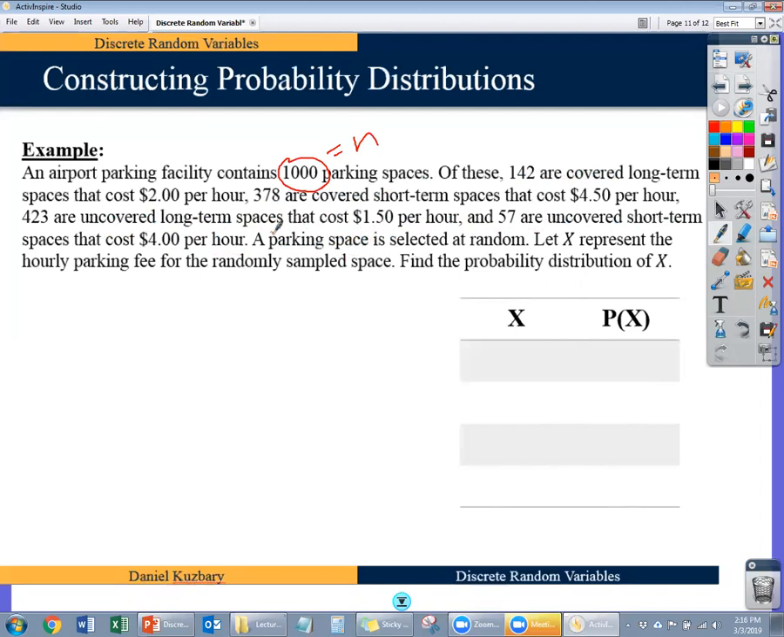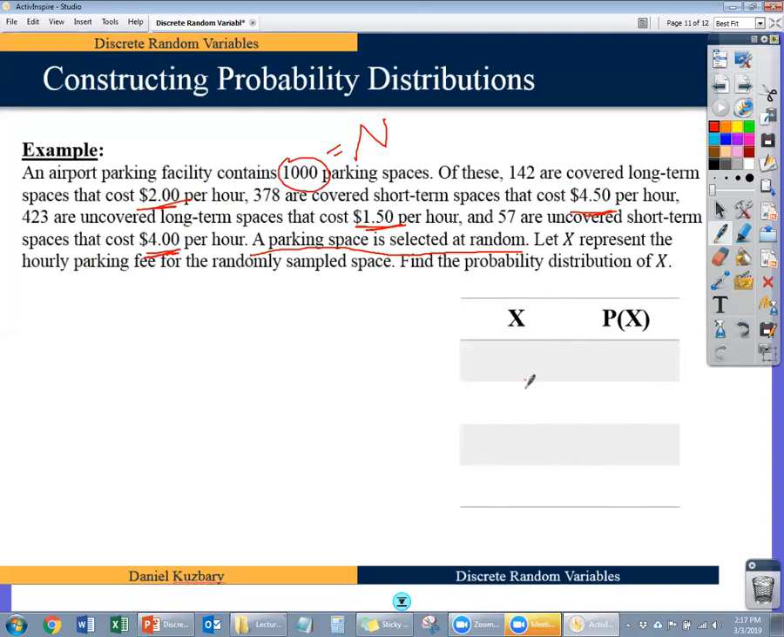A parking space is selected from this population at random. So we'll treat this as a population, and we're selecting something from the population at random. So I'm going to call that capital N. Let X represent the hourly parking fee for the randomly sampled space. Find the probability distribution of X. So X is going to represent the fee, and as you can see, we have 4 different fees. We've got $2, we've got $4.50, we've got $1.50, and we've got $4.